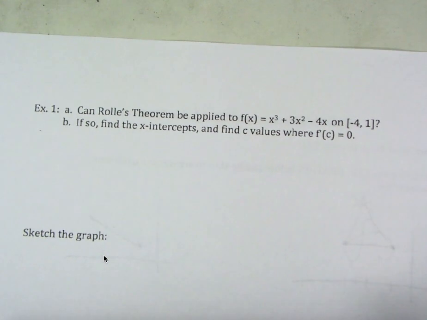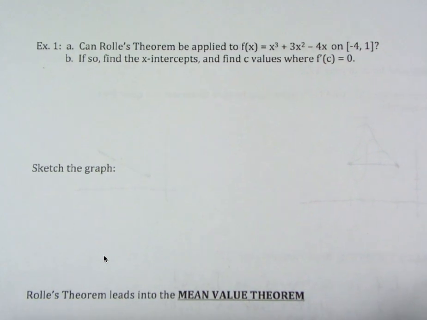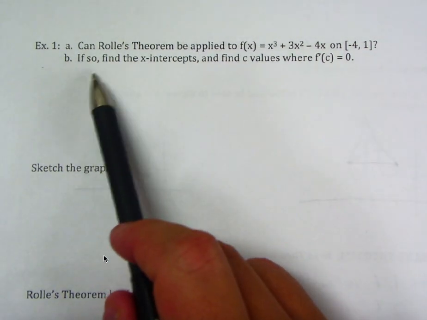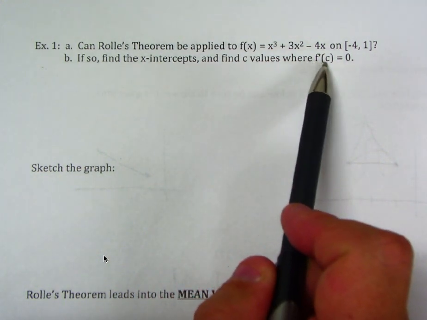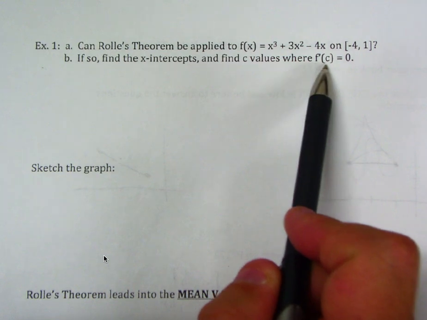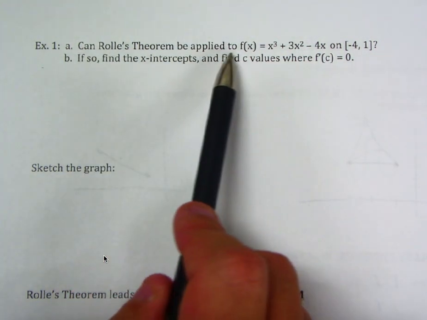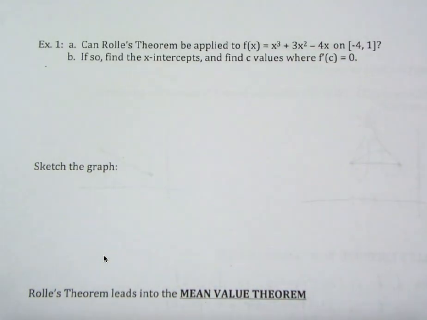So example 1 says, can Rolle's theorem be applied to this cubic function on -4 to 1? If so, find the x-intercepts and find c values where f prime of c equals 0, or in other words, where horizontal tangents are. So first, let's answer A. Can Rolle's theorem be applied to this function on this interval right here? And we can't just say yes. We need to state the conditions that apply.